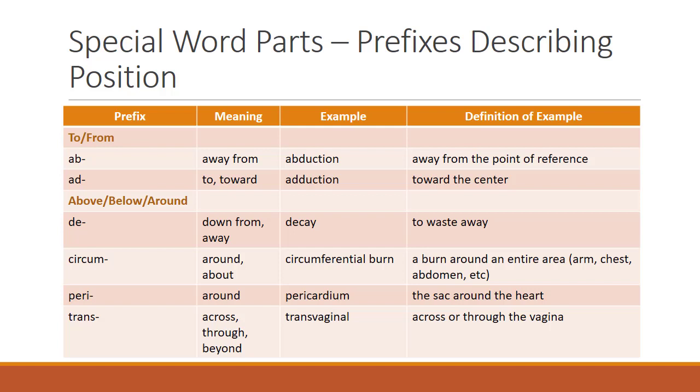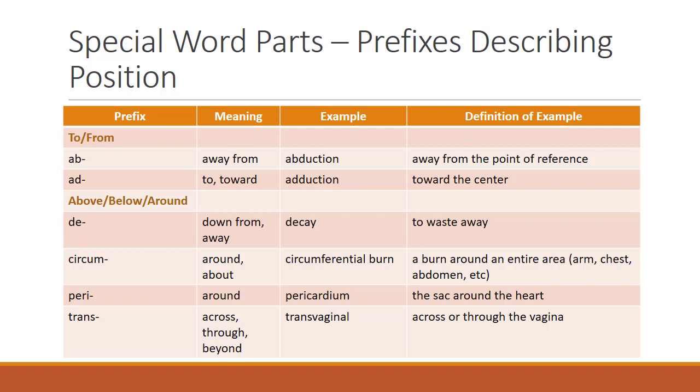If we're trying to describe above, below, or around, we can use these terms. DE means down from or away. An example of that would be decay, which means to waste away. The next word is CIRCUM, circum, which means around or about. An example of that would be a circumferential burn, which would mean a burn around an entire area, such as an arm, the chest, the abdomen, a leg, or etc.